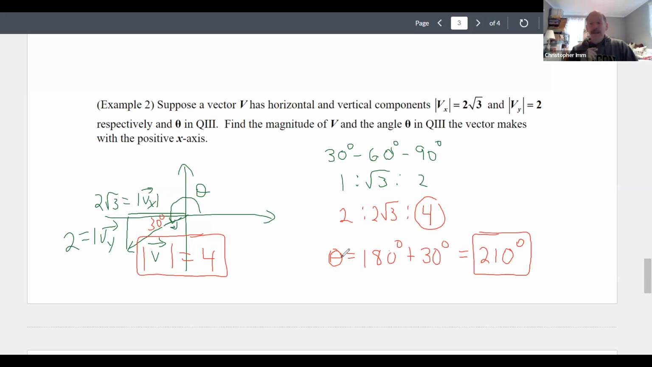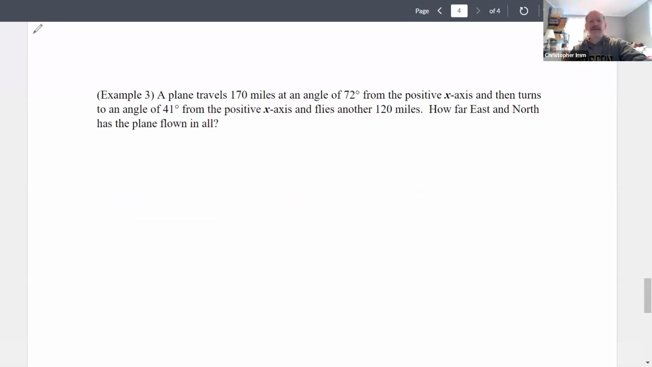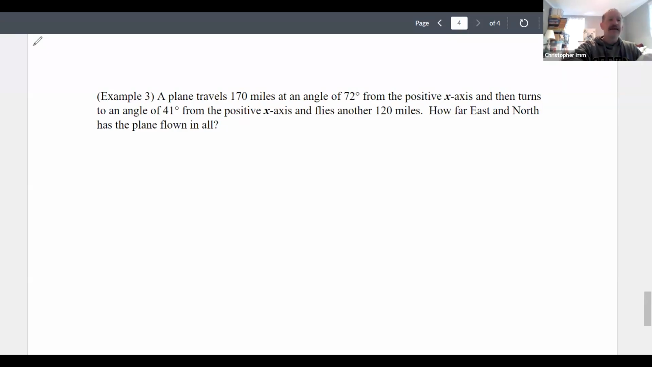All right, let's look at one more example here. This will hopefully put it all together. We're going to be looking at adding two vectors in this example and finding their magnitudes. So in this case, we're looking at a plane traveling a certain direction and then changing its direction. I'm going to go ahead and still keep listing this on the axes that we're given, because that's the easiest way for me to write these.